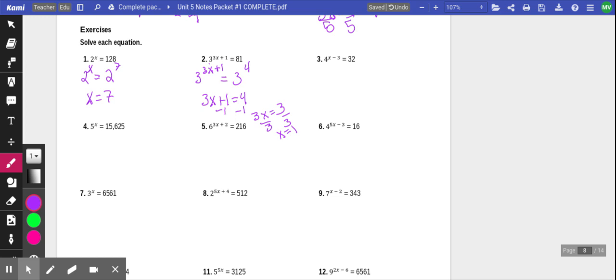Okay. Number 3. I'm going to try to get 32 as a base of 4. So if I try 4 squared, I get 16. 4 cubed, 64. Uh-oh, I can't make 32 be a base of 4. Can I make 4 and 32 have the same base? And the answer to that is yes, because 4 I can write as 2 squared. So that's 2 squared to the x minus 3. And 32 is 2 to the 5th.